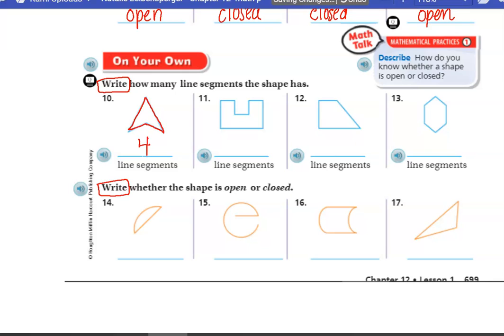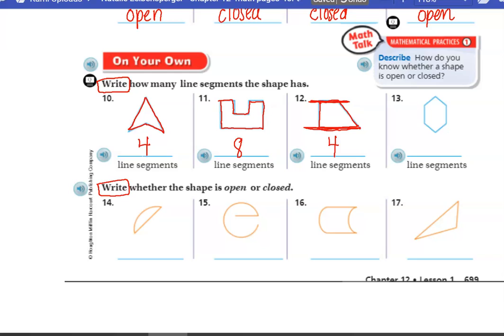Number 11, a little tricky. Again, I have to draw them. I do kind of like a connect the dots there with my line segments so I don't forget how many there are. So 1, 2, 3, 4, 5, 6, 7. That one had 8 line segments. 12 is 4 line segments. That's actually a trapezoid. Trapezoids have one pair of parallel lines. That means that they run side by side, those two lines, and they would never touch.